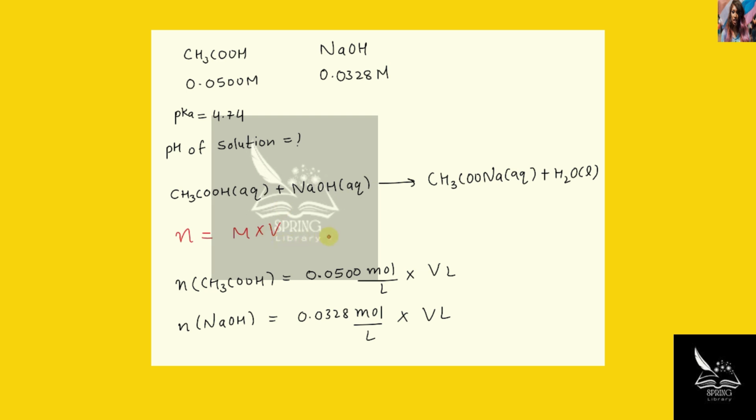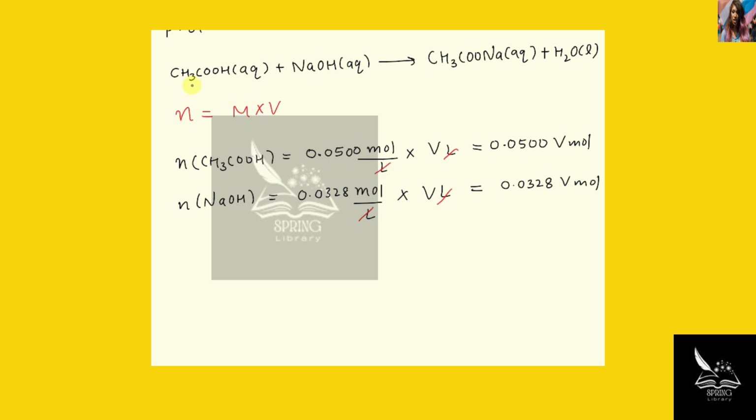Now we will calculate moles of acetic acid and NaOH as moles are equal to molarity into volume. We are given that the volumes are equal, therefore we have considered volume as V liter. Now we have substituted the values for acetic acid and NaOH in this manner. For molar we can write as mole per liter. We can eliminate this liter unit from both cases, and on solving we are getting moles of acetic acid equals to 0.0500 into V mole and moles of NaOH as 0.0328 into V mole.